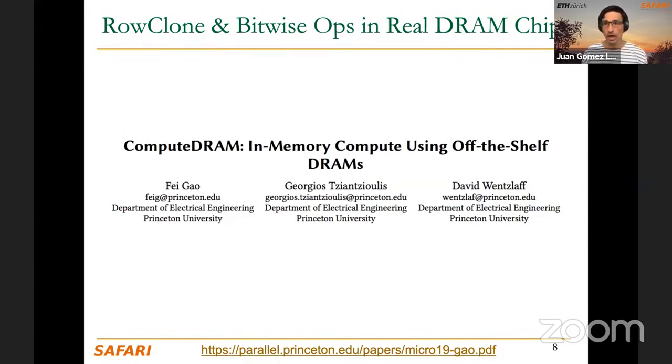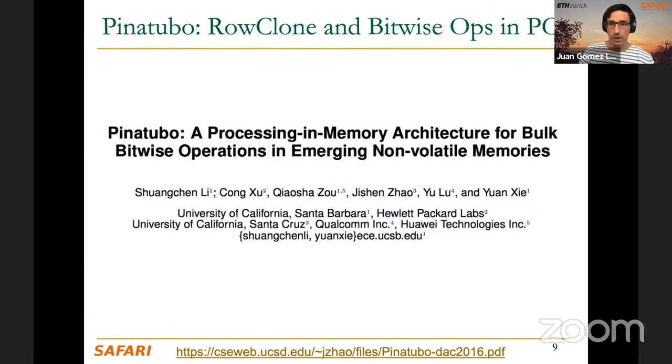The ideas that were presented in both Ambit and RowClone were tested on off-the-shelf chips, real chips that are already commercially available, not designed for processing using DRAM. But these folks here in their ComputeDRAM paper showed that even in chips that have not been designed for processing using DRAM, it's possible to do processing using DRAM in some way. And that's not only in DRAM, other memory technologies, as I said, and we talked about the Pinatubo paper presented in DAC 2016.